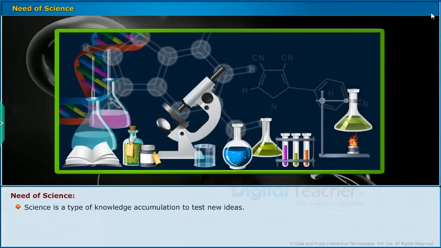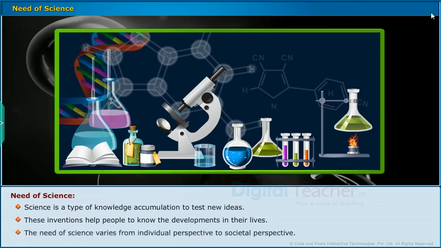Science is a type of knowledge accumulation to test new ideas. These inventions help people to know the developments in their lives. The need of science varies from individual perspective to societal perspective.